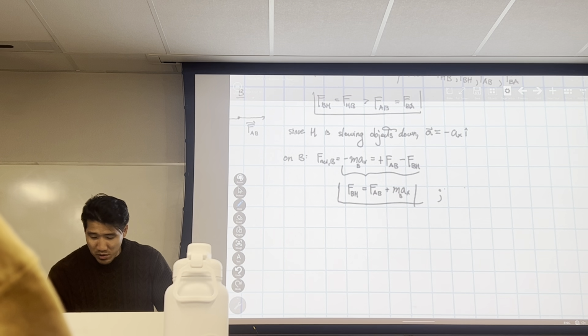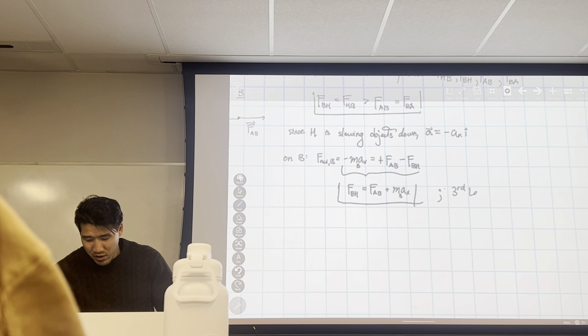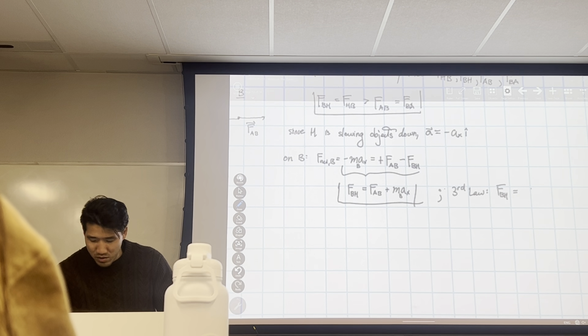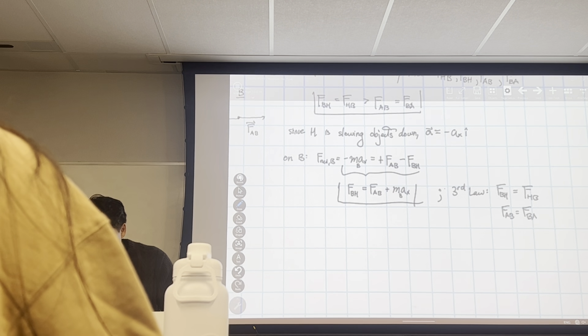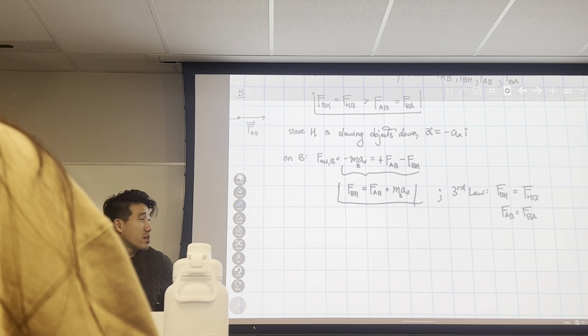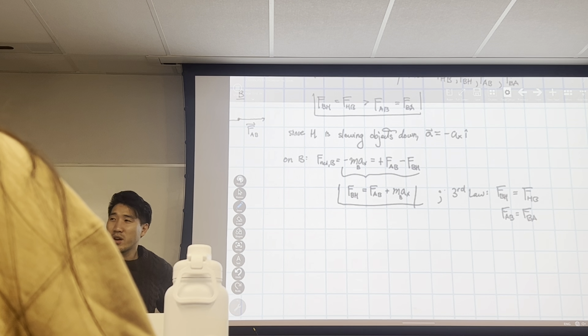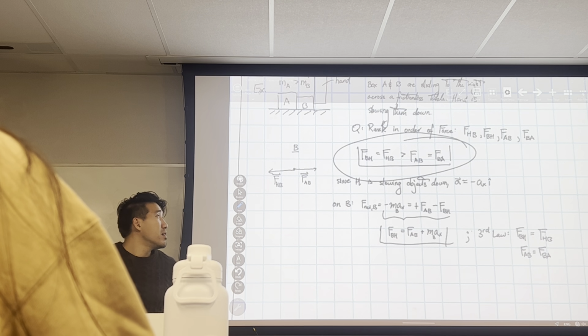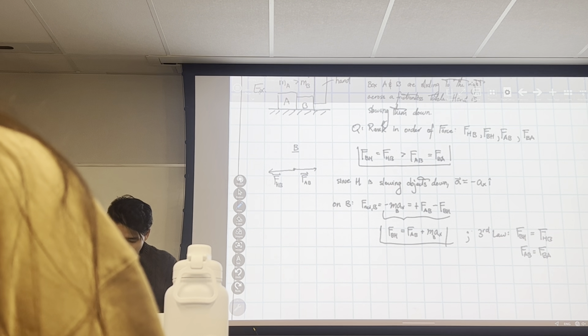And of course, we would use Newton's third law for completion. FBH, the magnitude, is equal to FHB, and FAB is equal to FBA in terms of the magnitude. So they are equal in magnitude but opposite in direction, but we cared about just the magnitude. And so that's how we would arrive at this ranking.